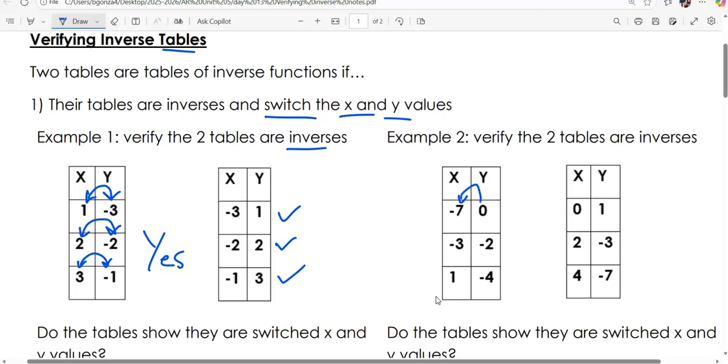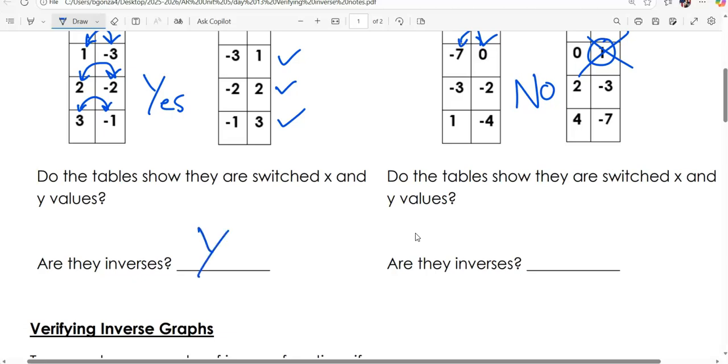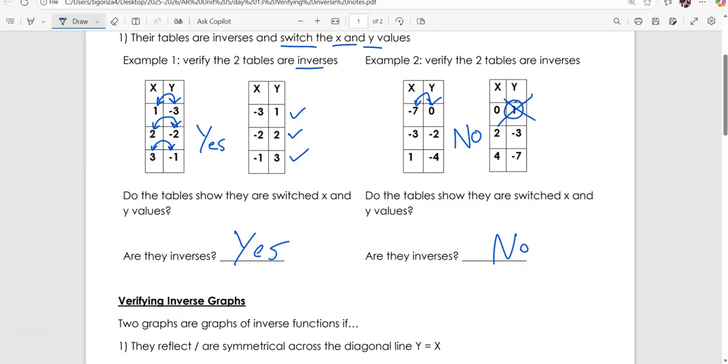All right, if I switch -7 and 0, do I get 0, 1? No. All you need is one mess up, and it's no. So that's super easy, right? With tables, you're just seeing if it perfectly all the way down is inverted. Okay, that's why it's an inverse. Oh, I guess I should have put it down here. Are they inverses? Yes. Are they inverses? No. All right, that's one of them. All right, then we got to talk about graphs. Everyone good on the tables?